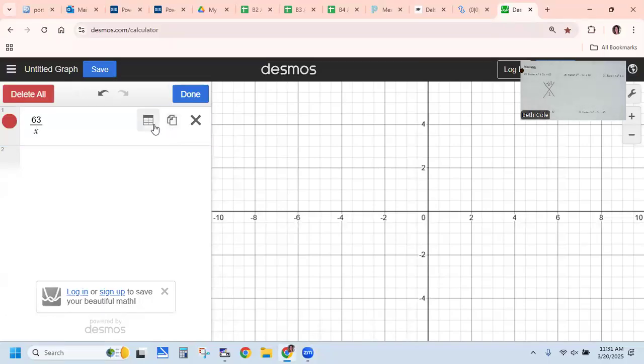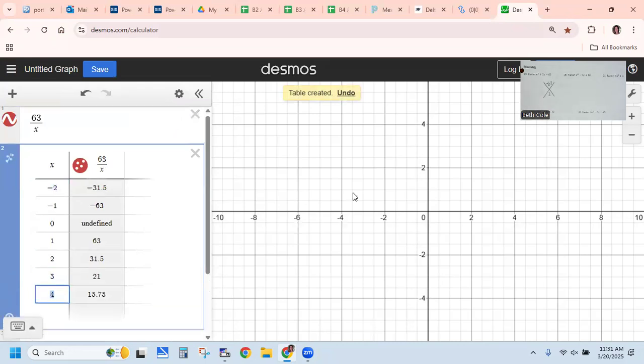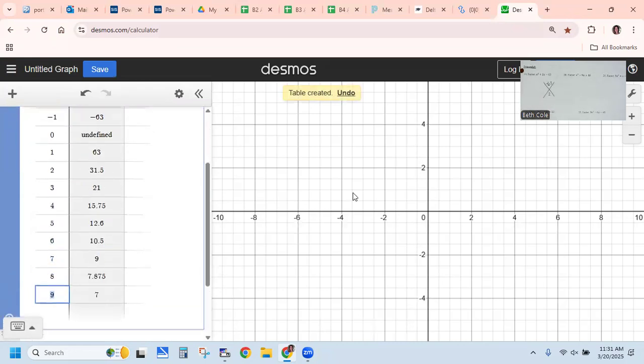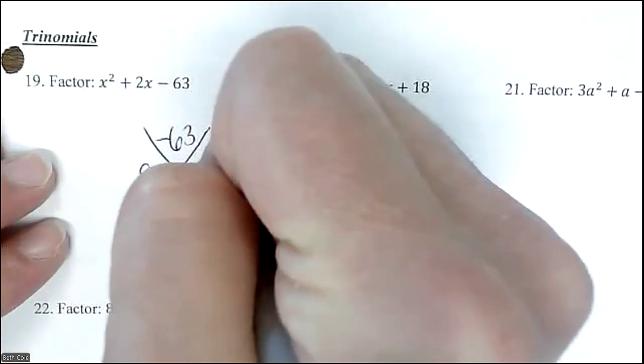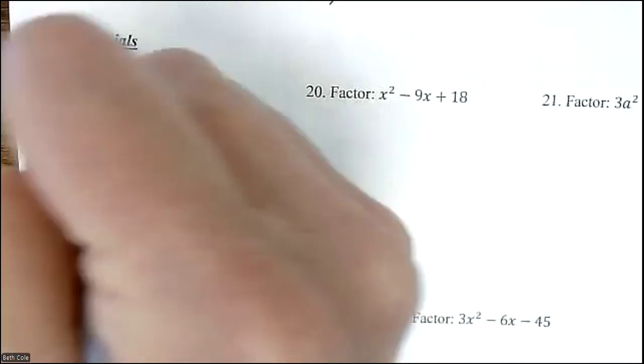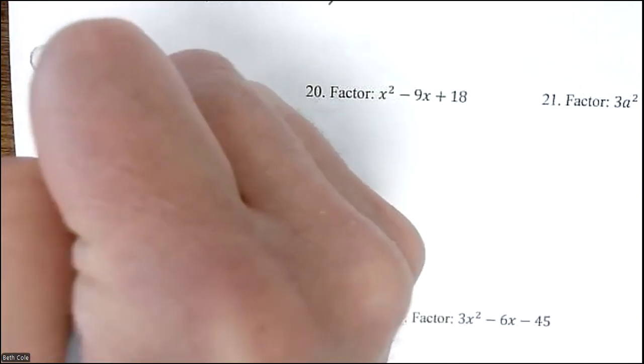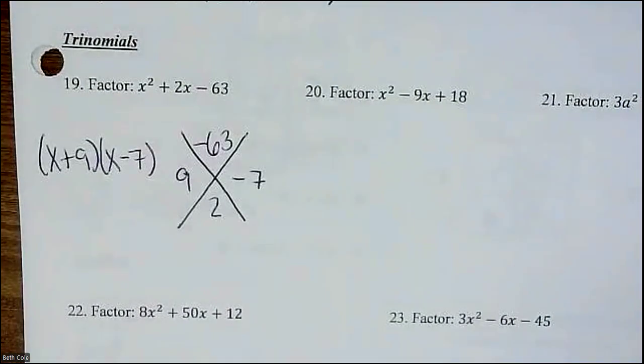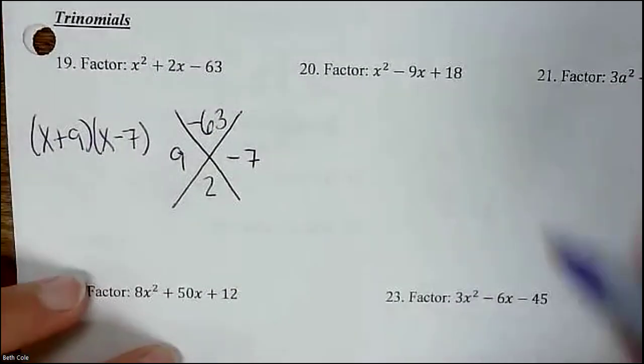63 divided by x, looking for a pair that adds or subtracts to be 2. Good, it is 9 and 7. Okay. 9 minus 7 is 2. X plus 9, x minus 7. Easy peasy. Lemon squeezy. All right, next one.